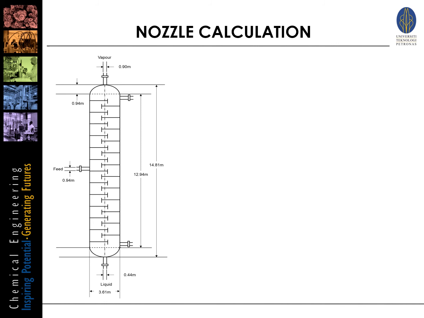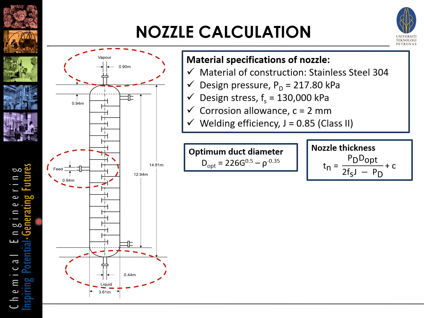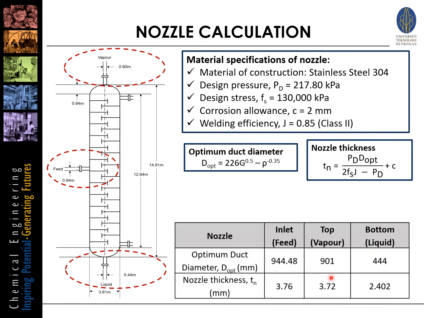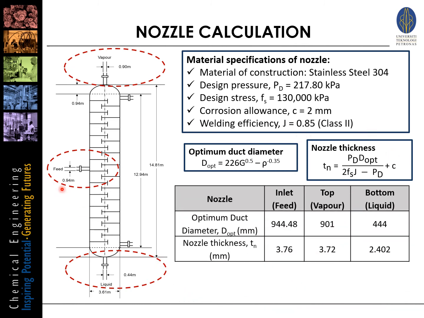Next, let us proceed with the nozzle calculation. So for this nozzle, we are looking at the feed, the top, and also the bottom nozzle. So here are the material specification for the nozzle, for which the design pressure around 2.2 bar, corrosion allowance 2 mm, the welding efficiency 0.85, and eventually it is calculated that the feed nozzle will have the diameter of around 0.94 meter, the bottom which is 0.44 meter, and also the top nozzle will be around 0.9 meter.